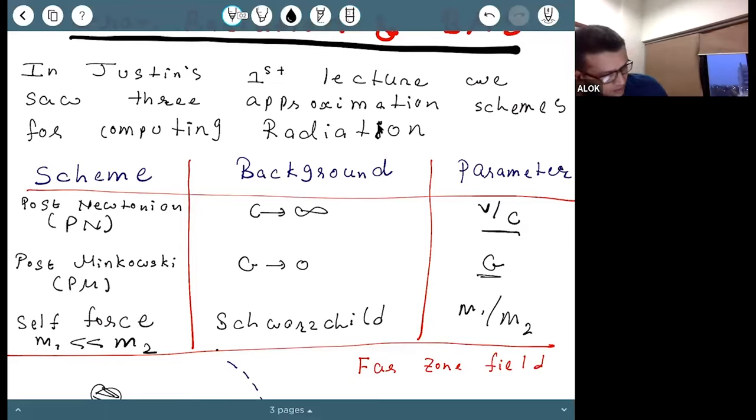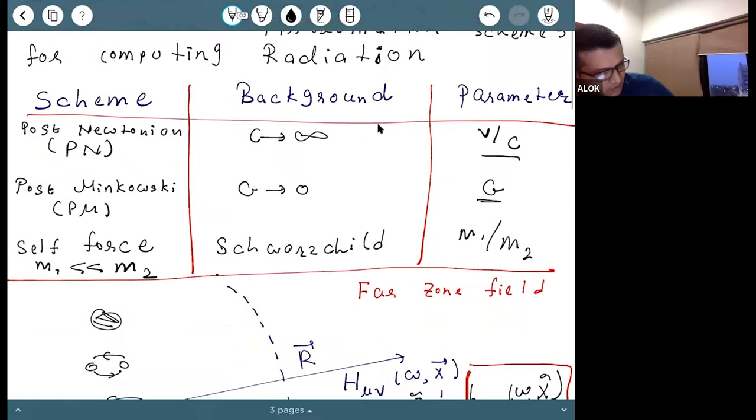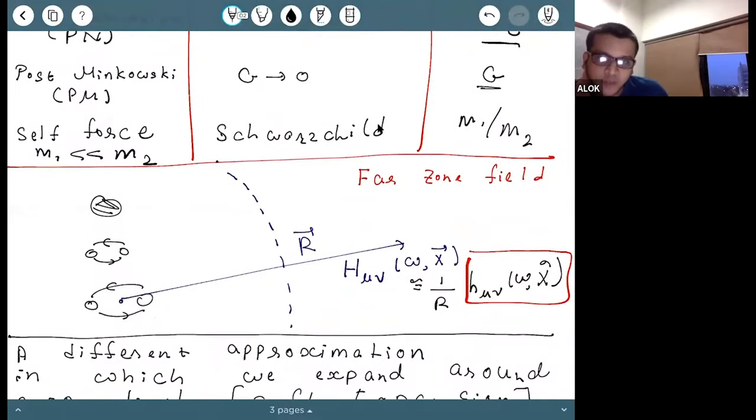And of course, the ultimate object that we want to compute is the radiation at any frequency. So in four dimensions, I have drawn a sketch of what Justin also drew: we can have an inspiral leading to a merger, and we would like to compute the radiation gravitational field, which decays as 1/r with distance, at any frequency omega.